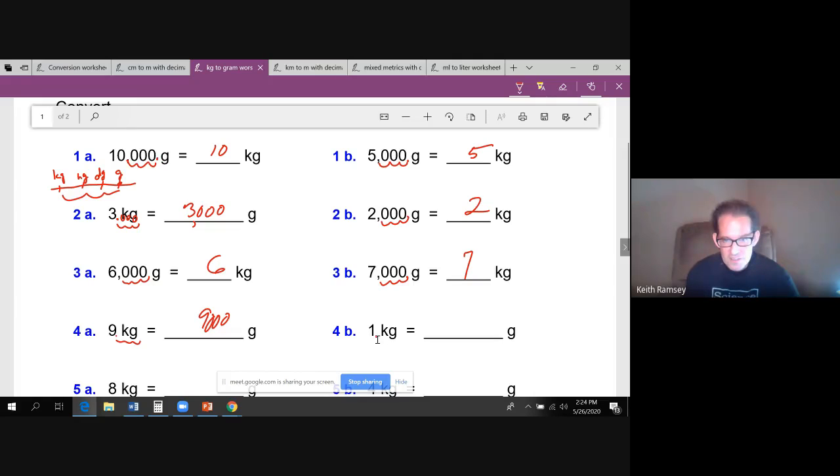Here's my decimal. I'm moving it again this direction to the right, 3 steps. This would be 1,000 grams.